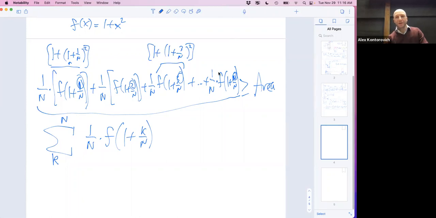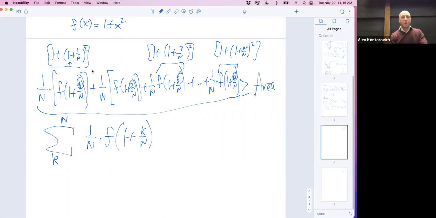Okay, how about this one? This f of this last one. Nimmer, go ahead. Yeah, 1 plus n over n squared. That's the height, right? Those are the upper heights. Does that make sense? Everybody see that?